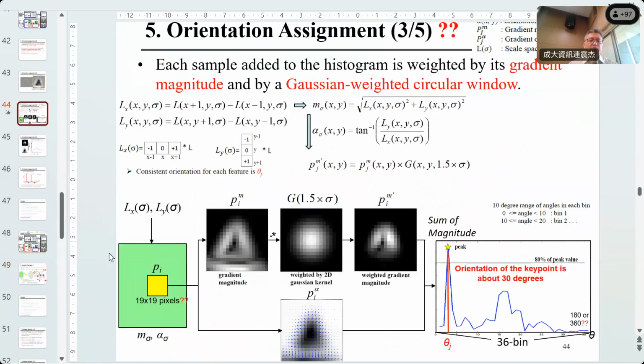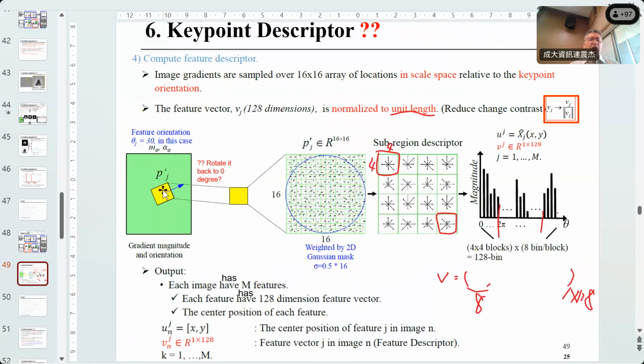我实际上不觉得这个干嘛19乘19，你就全部用一样就好了。但是我不晓得他 paper 就这样写。According to their experience, they say 19 by 19 is the best. But actually, I feel this one should be the same as this one. It's easy. Okay, we're back to here.